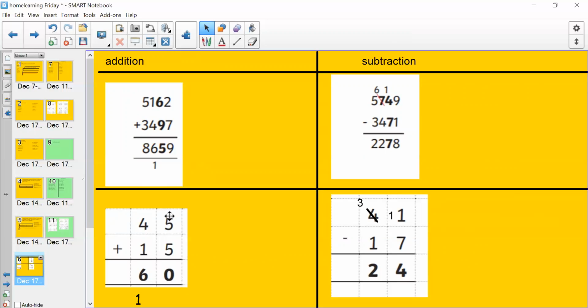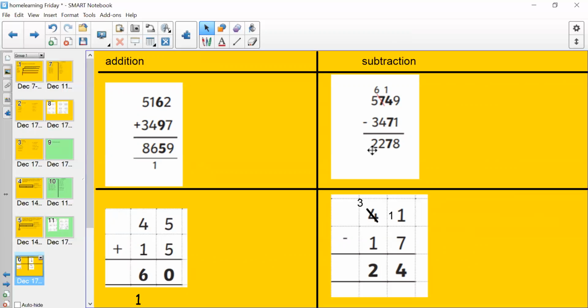And if we look at the 2-digit number, the same rule applies. We start in the ones column. 5 plus 5 equals 10, which we would have to regroup. So the 10 goes in the tens column. And then the tens column was 40 plus 10 plus 10, which equals 60.